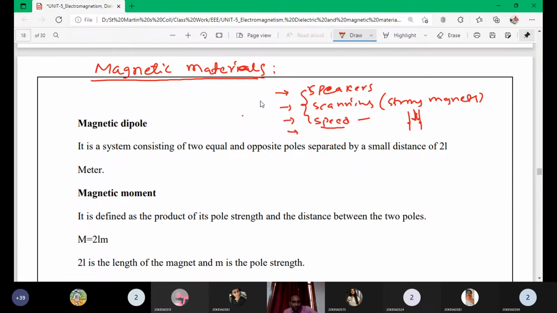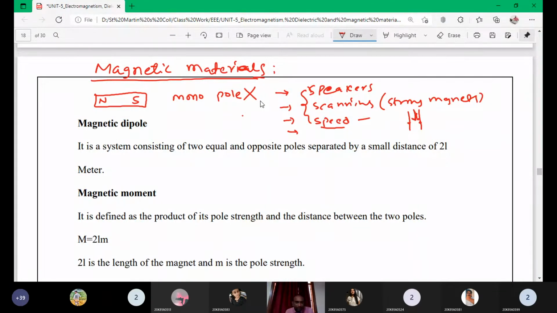Generally, magnetism is the nature of attraction or repulsion. Some objects may attract and repel. Generally, if you see any magnet, there is a north pole and a south pole. This is the main property. A monopole does not exist. This is not possible. Only two poles, always a north pole and a south pole.